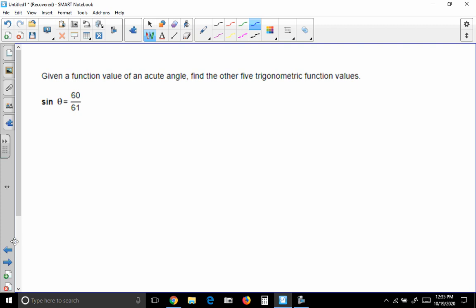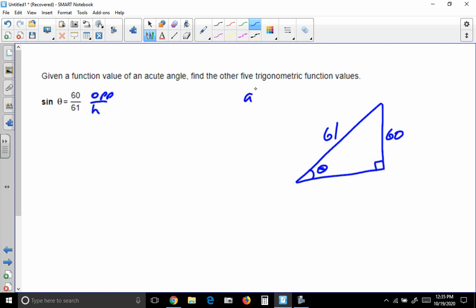Let's take a look at the next one. So let's just sketch a triangle. If we call an angle theta, sine is the opposite side over the hypotenuse, the opposite side from theta over the hypotenuse. So we could draw a triangle that has an opposite side from theta to be 60 and a hypotenuse to be 61. Well, if this is a right triangle, then we can use the Pythagorean theorem to get the other side.